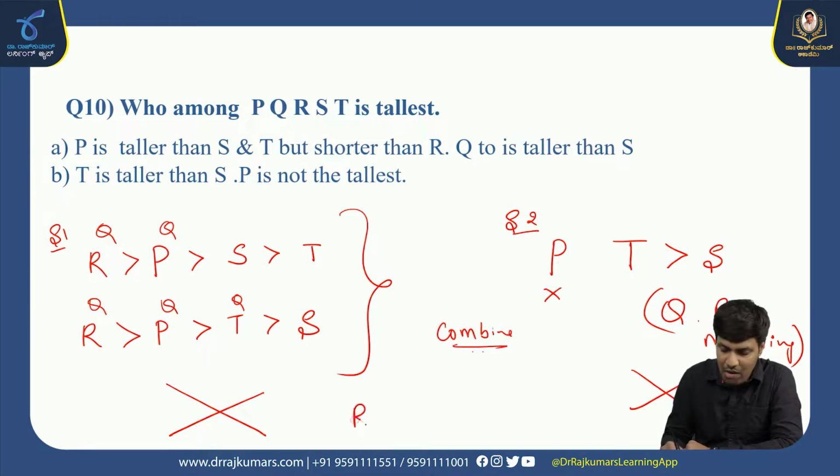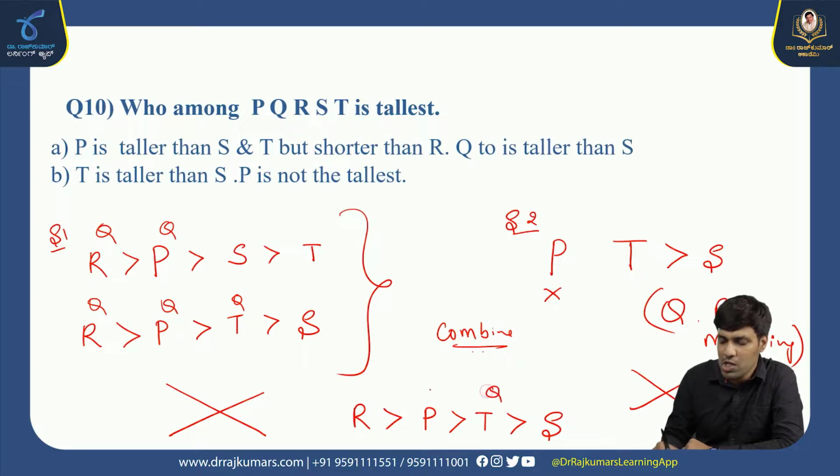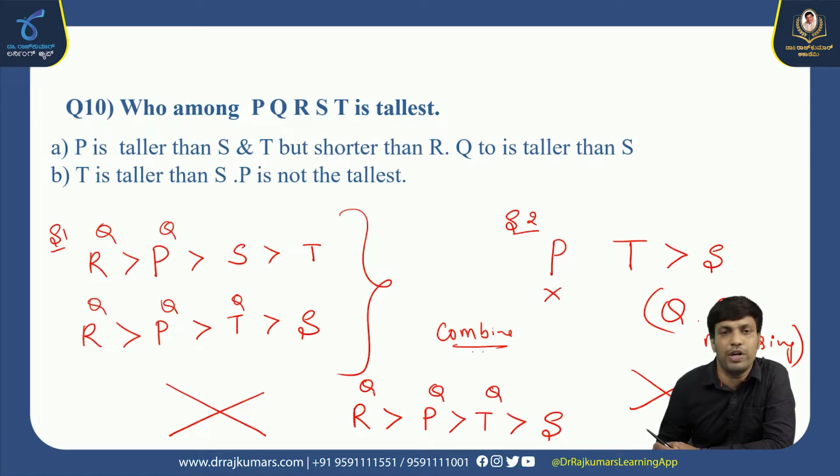On clubbing we have R greater than P, greater than T, greater than S. Again on combining also we don't have a specific position for Q. On combining also we did not get the answer as to who is tallest. On combining also, if you didn't get the answer, you need to mark your answer as rule number 4.